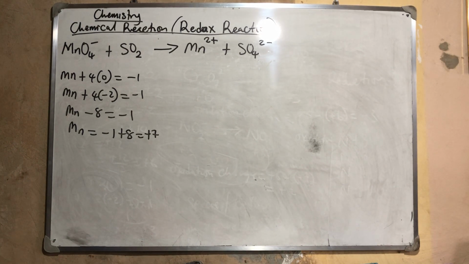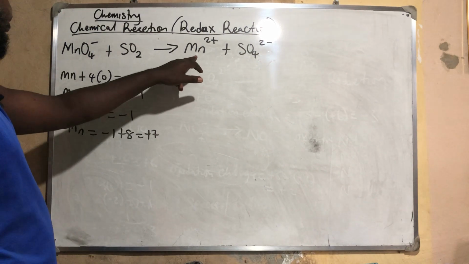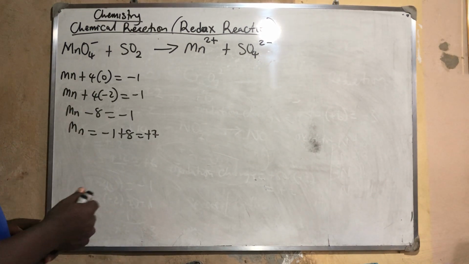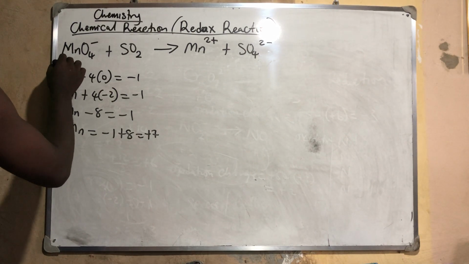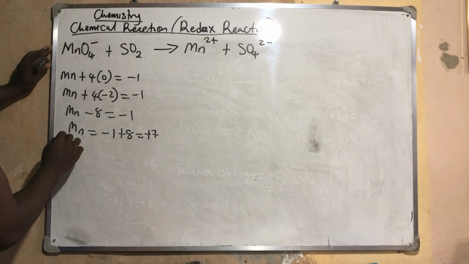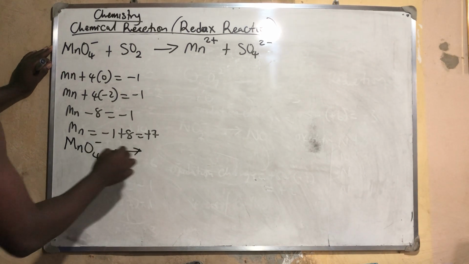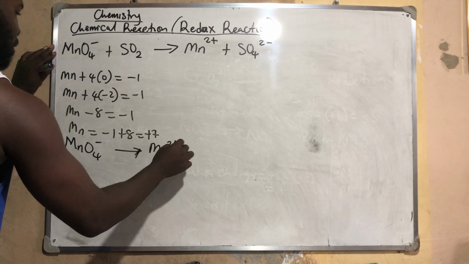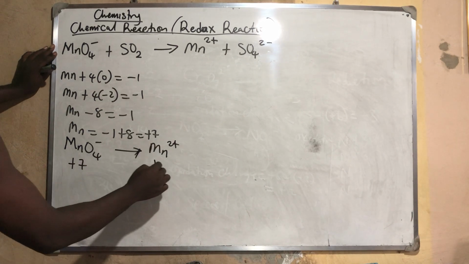And the positive oxidation charge is called oxidation. Okay, sorry, that is not our oxidation charge. So let us now write it. Our MnO4 minus gave us Mn2 plus. So we calculated this one to be +7, while this one is +2.